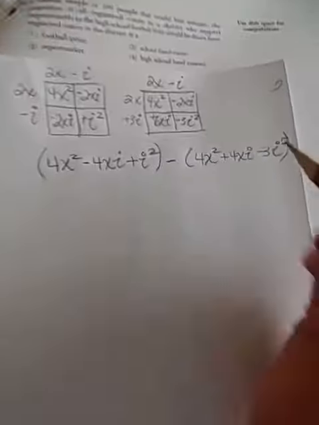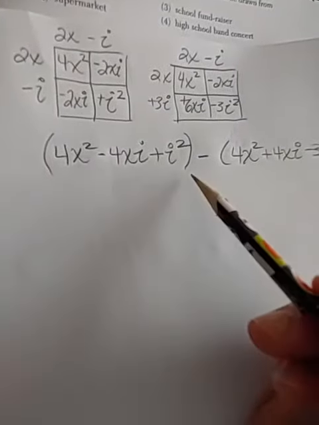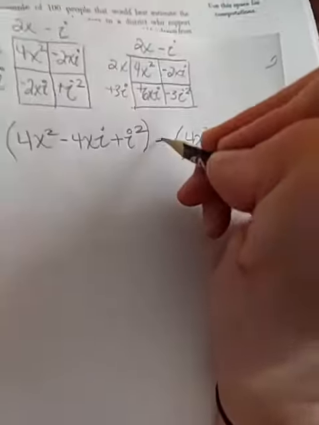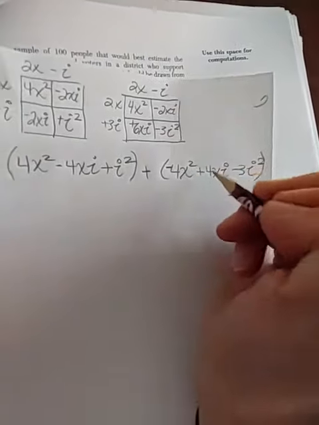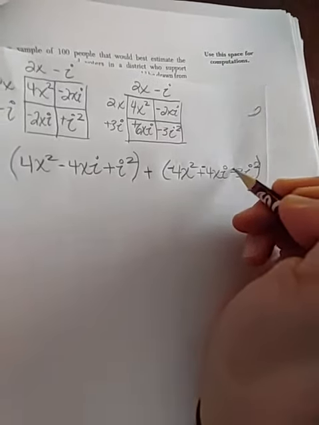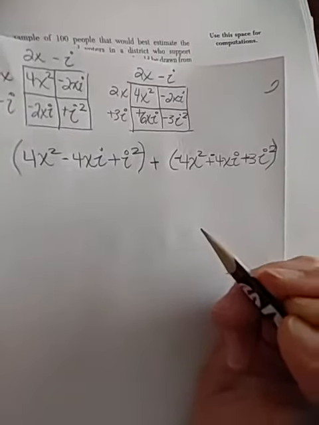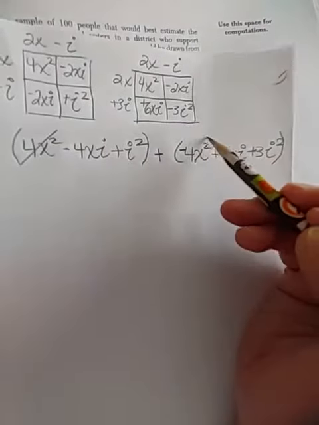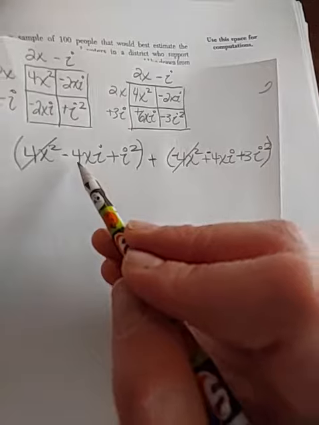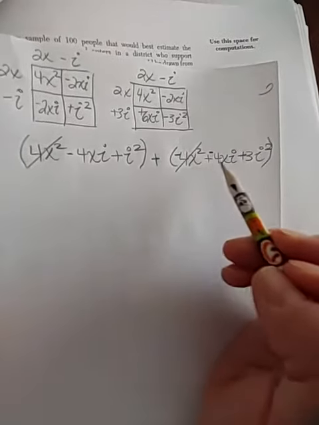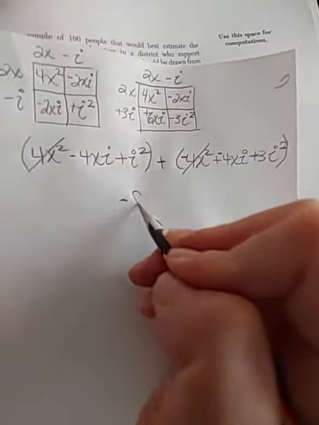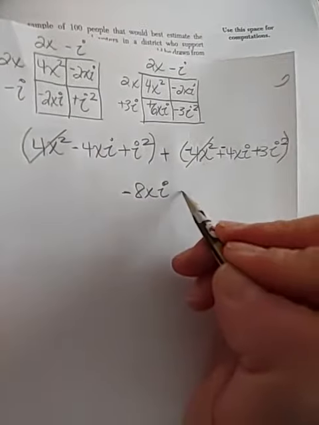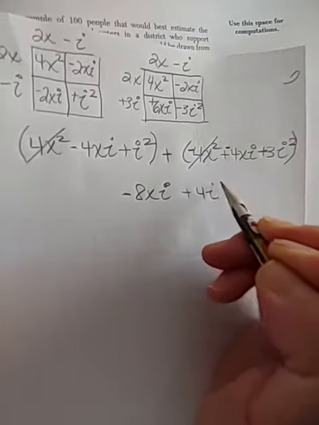Okay. So now when I subtract, I'm going to keep that entire first polynomial. I'm going to change this to addition, this to minus, and this to plus. Okay, now I have some like terms. The 4x squared and the 4x squared, they cancel. We have a negative 4xi and a negative 4xi, so that's a negative 8xi. And then we have an i squared and a 3i squared, so that's plus 4i squared.